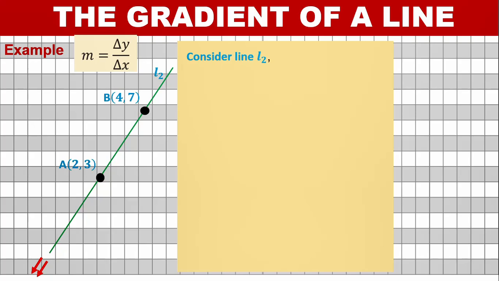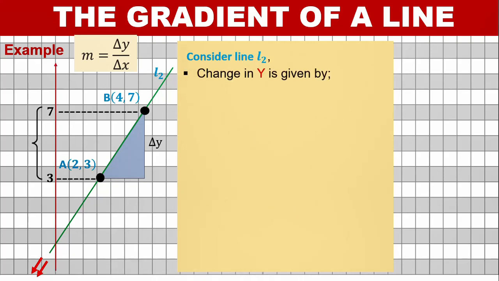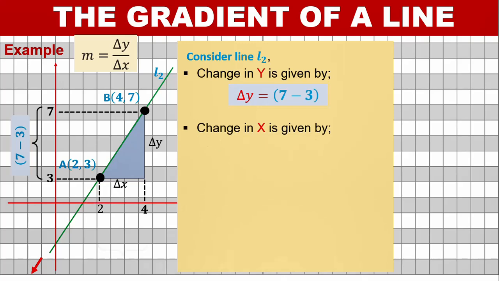To calculate the gradient, I'll begin by finding the change in y. In our example, the change in y is given by 7 minus 3, starting from point B. This means we calculate point B minus point A. The change in x is given by 4 minus 2, also starting from point B. As mentioned, if you start with B for y, you must start with B for x as well.